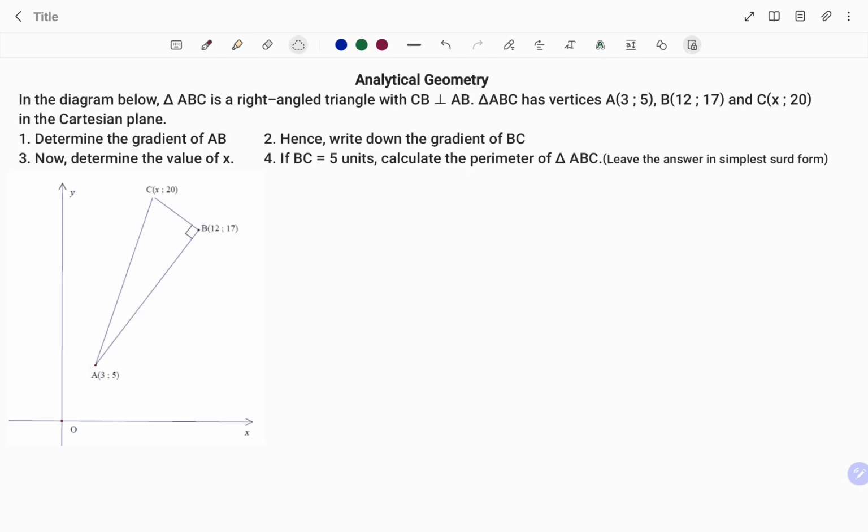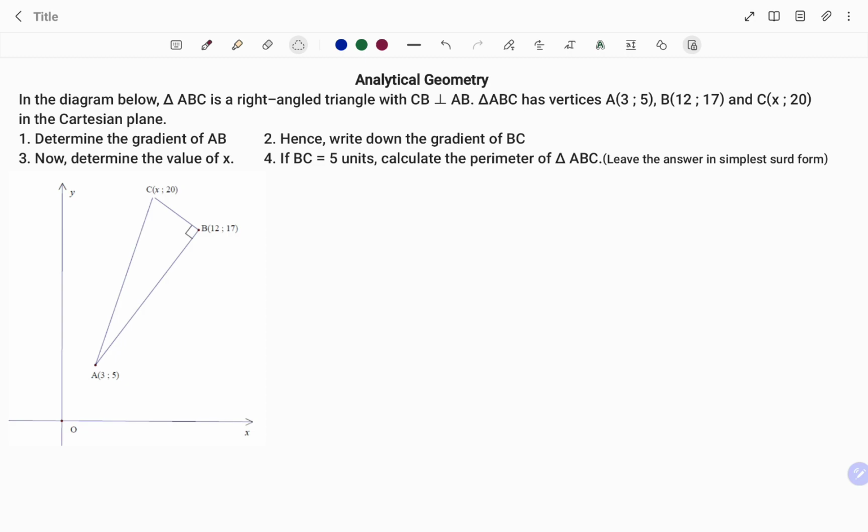In the first example, in the diagram below, triangle ABC is a right angle triangle with the line CB perpendicular to the line AB. Triangle ABC has vertices A(3, 5), B(12, 17), and C(x, 20) in the Cartesian plane. 1. Determine the gradient of AB. 2. Write down the gradient of BC. 3. Determine the value of x. And 4. If the line BC equals 5 units, calculate the perimeter of triangle ABC. We have to leave the answer in the simplest surd form.